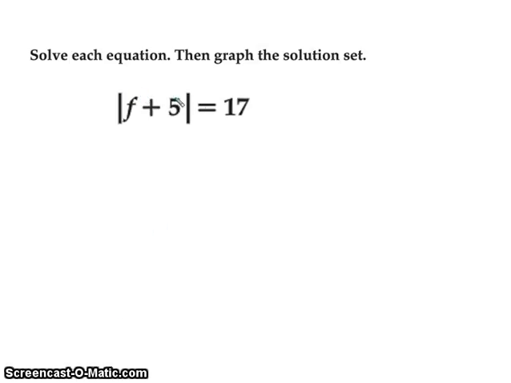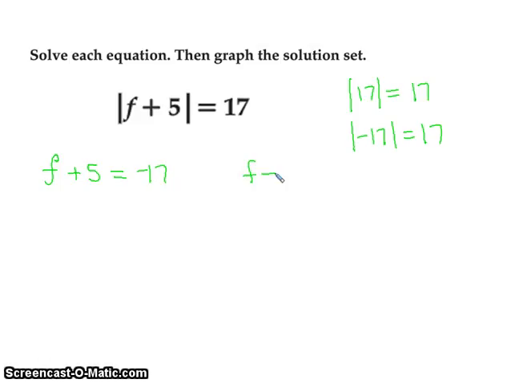What we're going to do is rewrite this equation to account for both the positive and negative values. So recall that the absolute value of 17 is 17, and the absolute value of negative 17 is 17. So we have f plus 5 needs to equal negative 17, or f plus 5 needs to equal positive 17. So this expression, what's inside of the absolute value symbols, needs to equal 17 or negative 17 in order for the equation to equal 17.